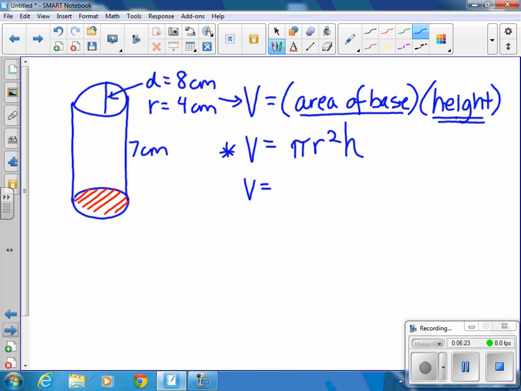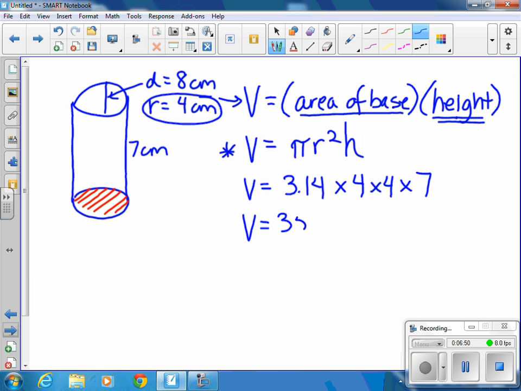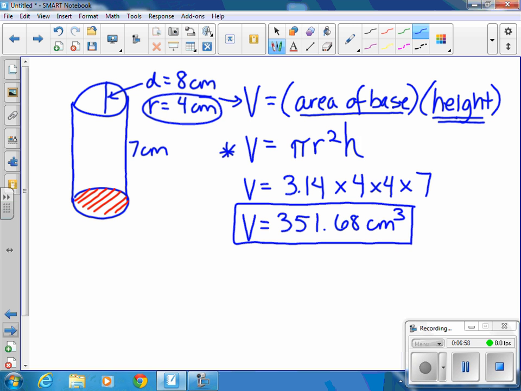So let's plug in our numbers. 3.14. Remember, use the 3.14, not the pi button on your calculator. Radius. Well, again, they gave me diameter, but I have my radius right here. So my radius is 4. Now, I like to write it out, 4 times 4, because that is radius squared. 4 squared is 4 times 4. Times the height, which is 7. When I put all that in my calculator, I multiply it all out. What I wind up with is 351.68 centimeters cubed. Again, remember it's a 3D shape, so I'm using cubed instead of squared.